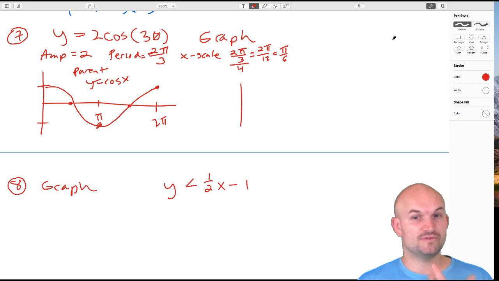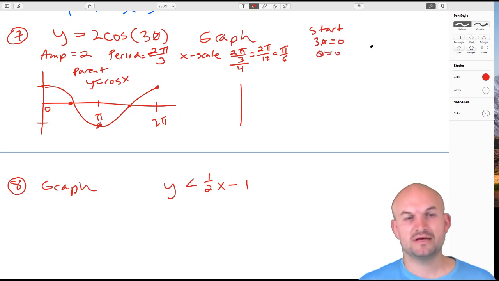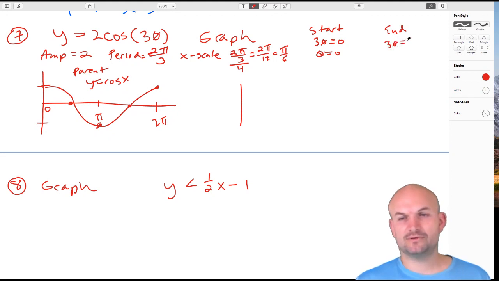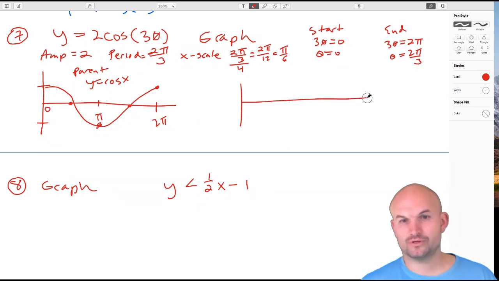Now, for our graph, we don't know if it starts at 0 and ends at 2 pi. So we're going to take whatever's inside the function, which we call the start, and set that equal to 0. That gives us our new start point. In this case, it starts at 0. Then we set it equal to 2 pi, and that's going to be our end. So we take 3 theta equals 2 pi, and you can see that theta equals 2 pi over 3. I'm just going to do one initial period. You can continue on if you need to. So 0, and then 2 pi over 3.